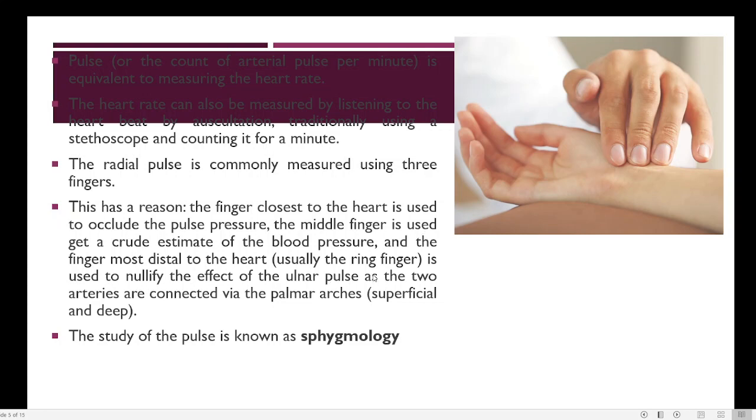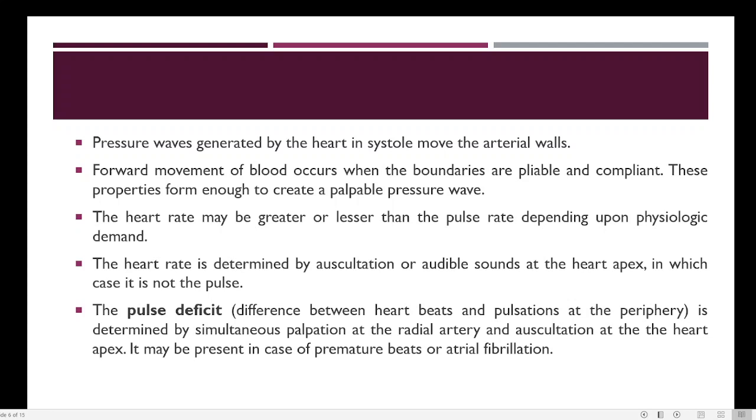So in addition to the main pulse, there are 2 other pulses. Doctors do it this way to reduce or suppress the effect of the other 2 and get an estimate of the main pulse. This study of pulse is known as sphygmology. So sphygmology is a branch that deals with the study of the pulse. There are a lot of things regarding the pulse.